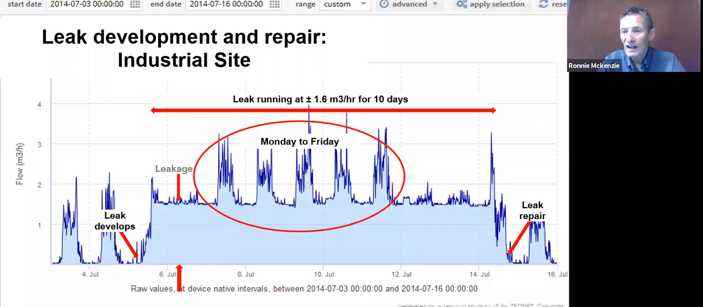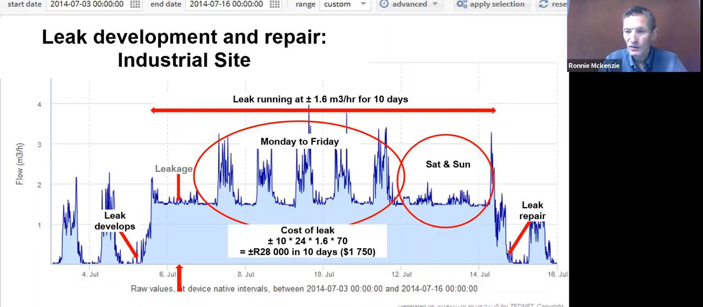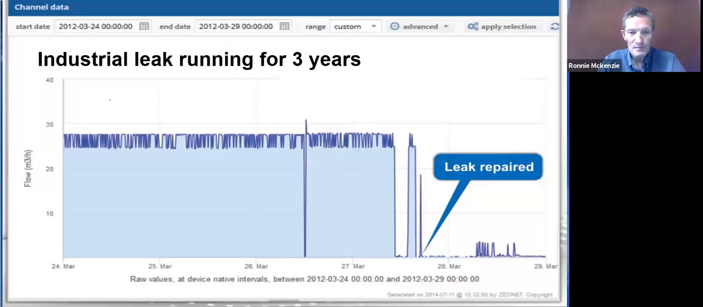Had we not had the monitoring system, it would probably have run for between 3 and 6 months, because although the water account gets sent out every month, they often only read the meters every 3 to 6 months. They don't always read them monthly. So that's quite an important issue. So continuous monitoring is almost an insurance policy against a huge water bill.